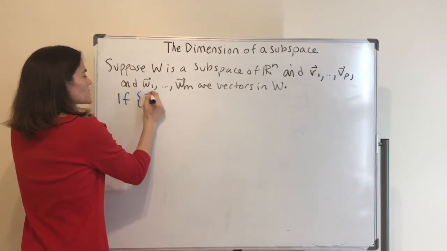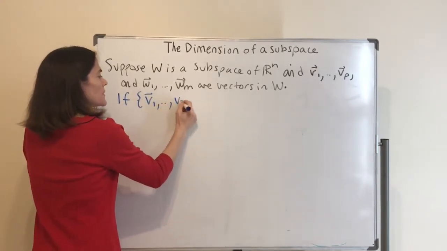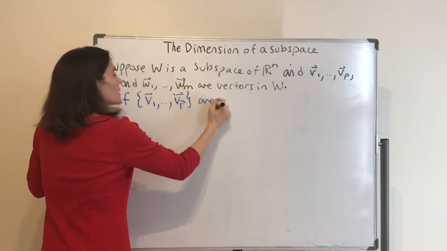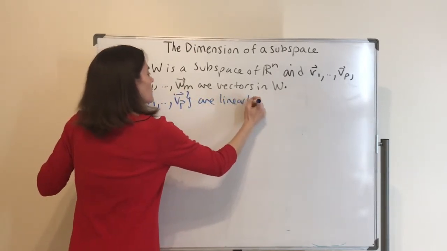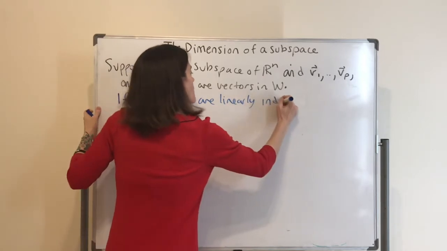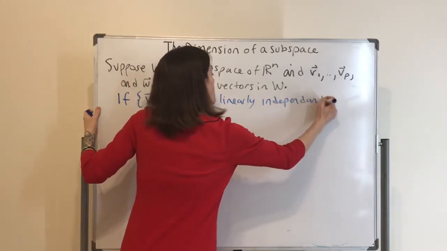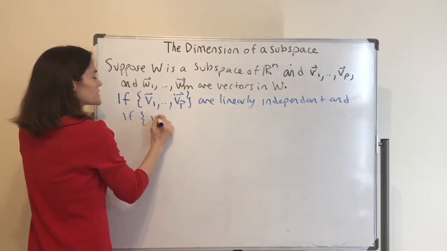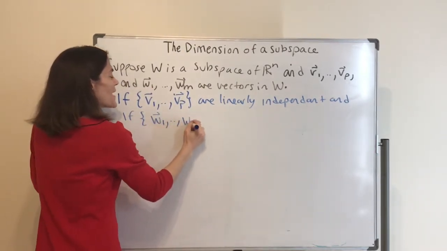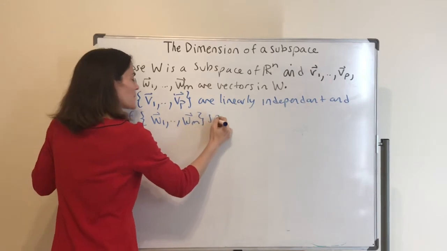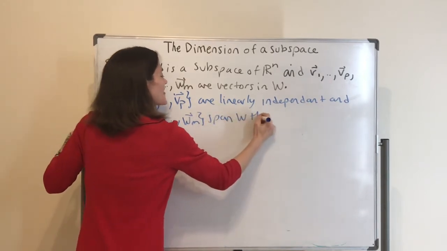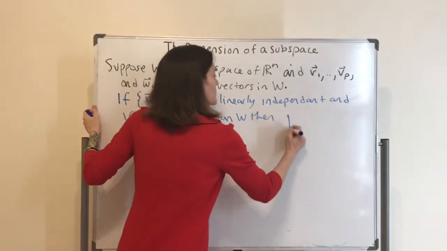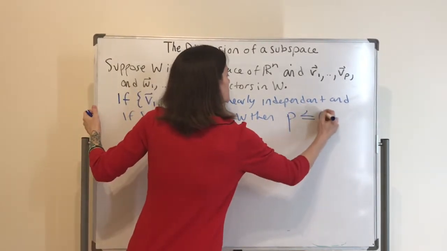If these vectors, V1 to VP, are linearly independent, and if these vectors, W1 to WM, span W, then we must have that P is less than or equal to M.